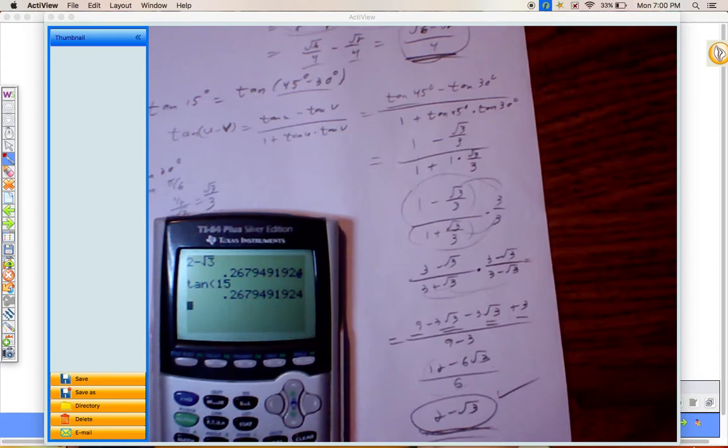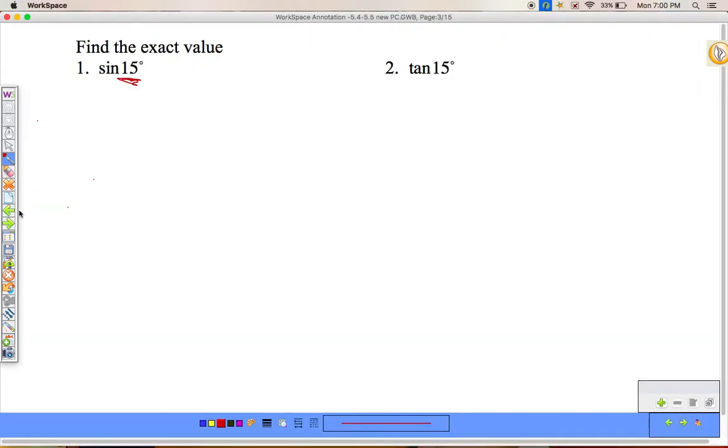Today's lesson isn't the tough part. Today's lesson is fine, just knowing which formula to use. You just have to be able to do the right math. All right, now we're going to do the cosine of 7 pi over 12.